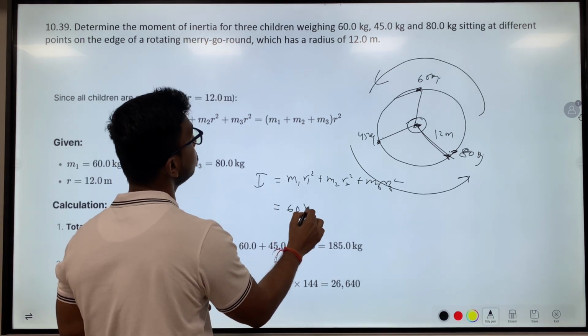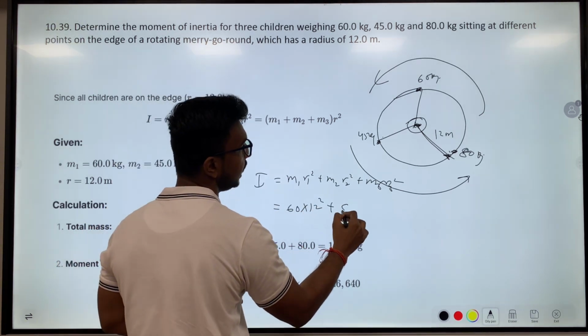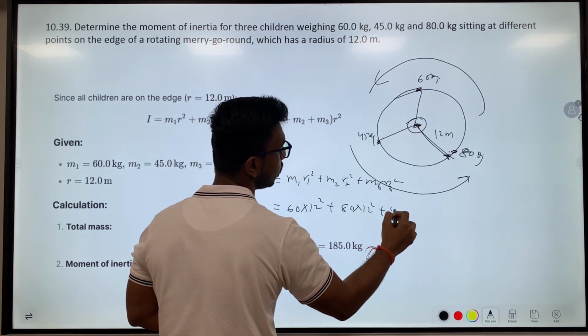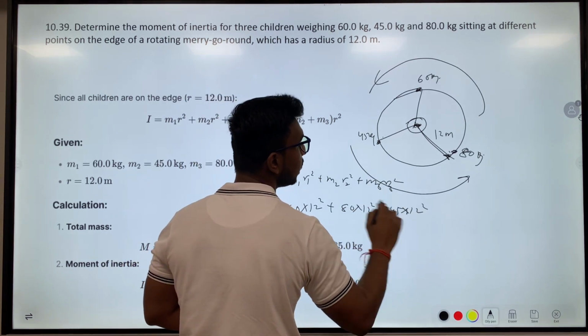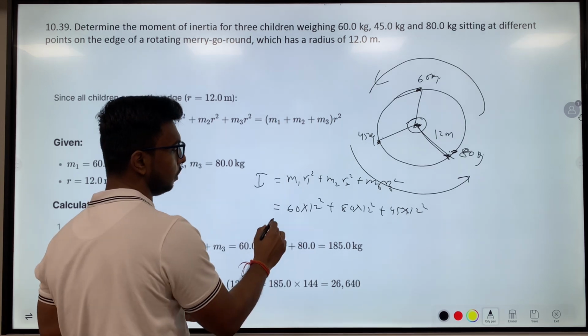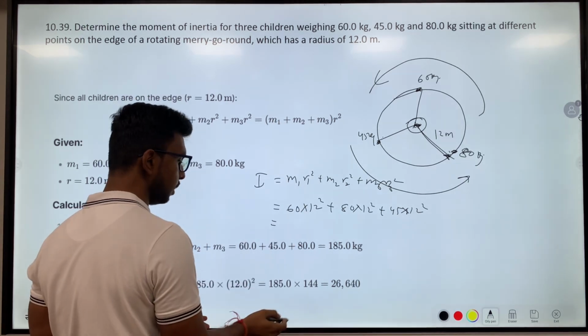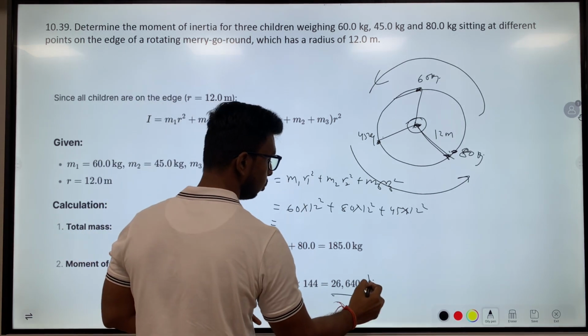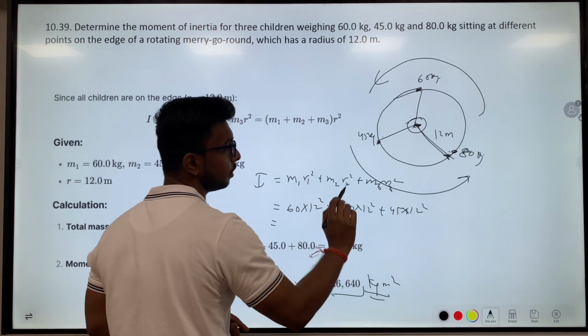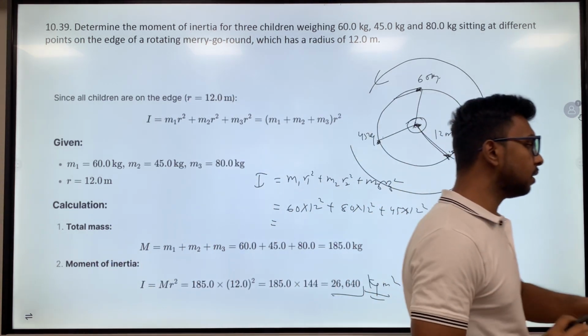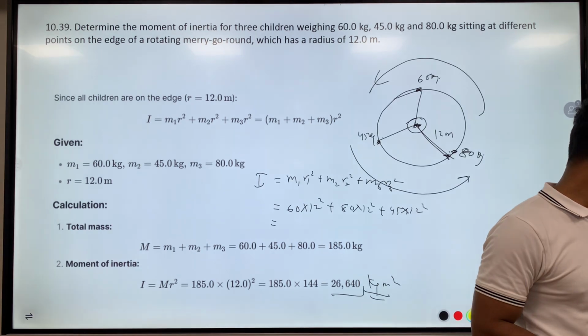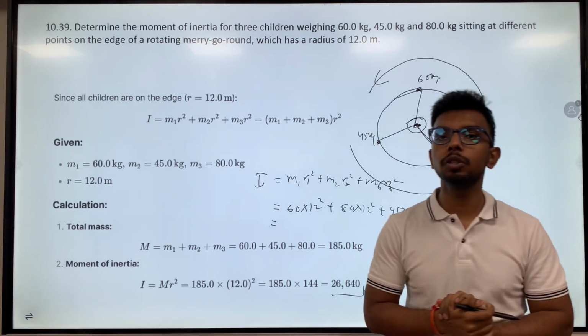So 60 times 12 square plus 80 times 12 square plus 45 times 12 square. You can take any as m1, m2 and m3. Put the values, whatever the result comes, this much kilogram meter square. This is the moment of inertia. And these are all the writing questions. In the next part, we'll do the multiple choice.